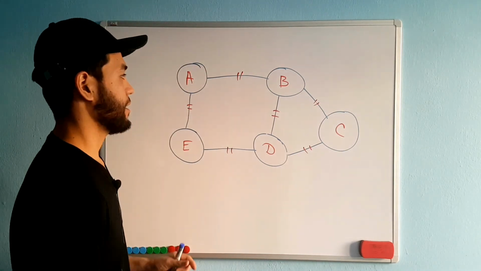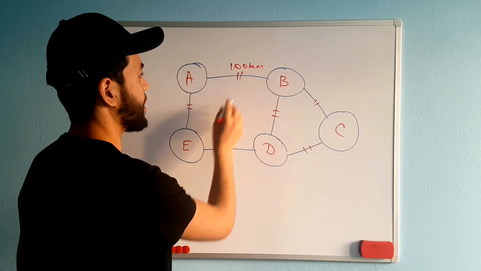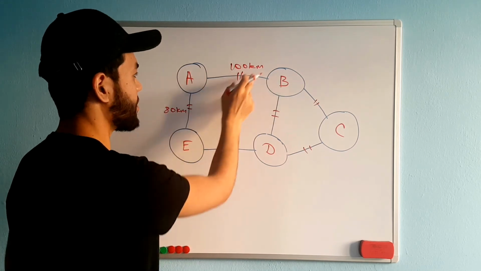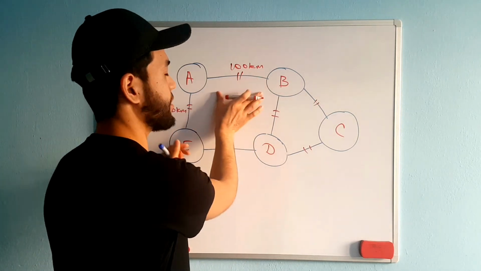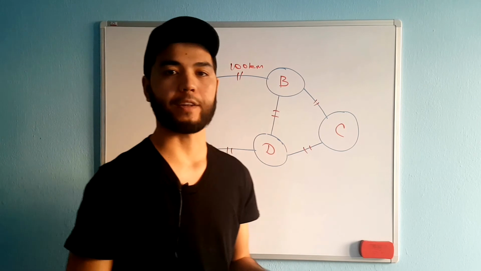Also, we have a weighted graph. For example, maybe here is 100, and maybe here is 80. If so, we have a distance between the two nodes, which means this is a weighted graph.